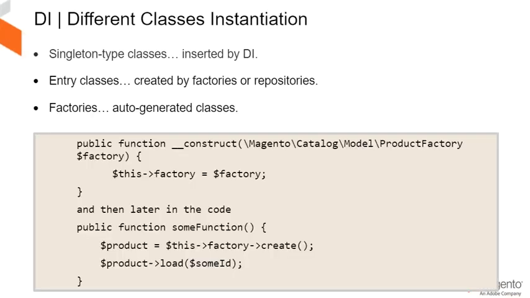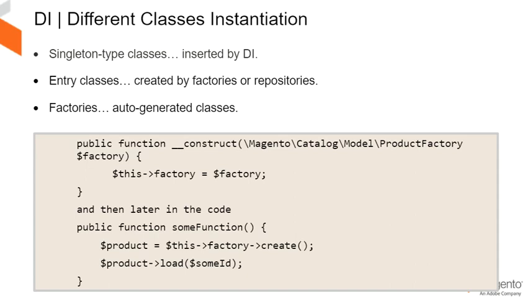Of course, the best candidate to use with DI is a singleton-type class. By singleton-type class, we mean a system class that usually exists in a single instance and is used in different places in the code. Examples could be cache, session, registry, helpers, and other classes. Note that a factory or API class also matches this definition.